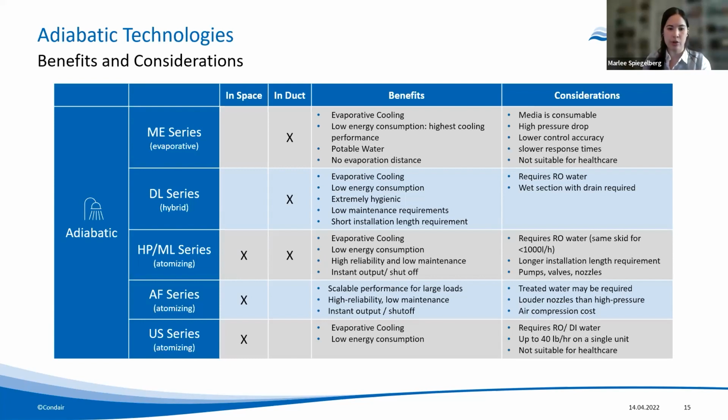And then finally, our ultrasonic series. This is a very low energy consumption unit, even more so than the other adiabatic humidifiers. But it does require RO or DI water because of the piezoelectric transducers getting clogged. And it only goes up to about 40 pounds per hour in a single unit, so much smaller capacities compared to the large scalability of the other adiabatic systems.